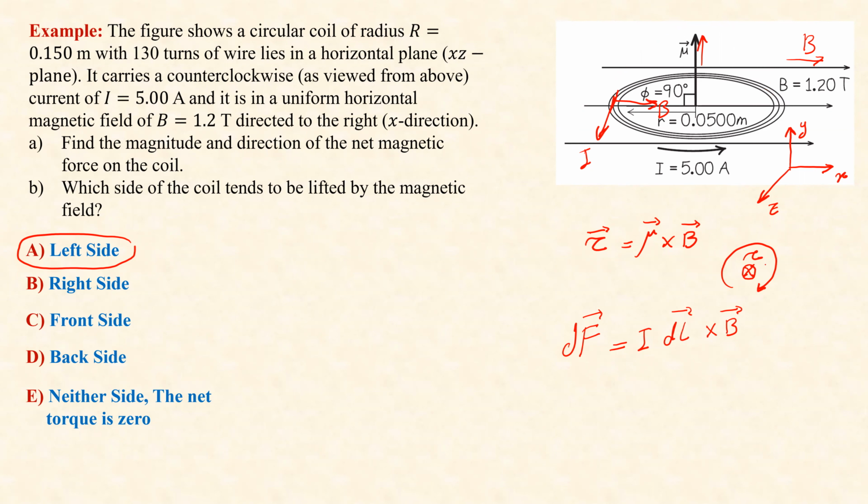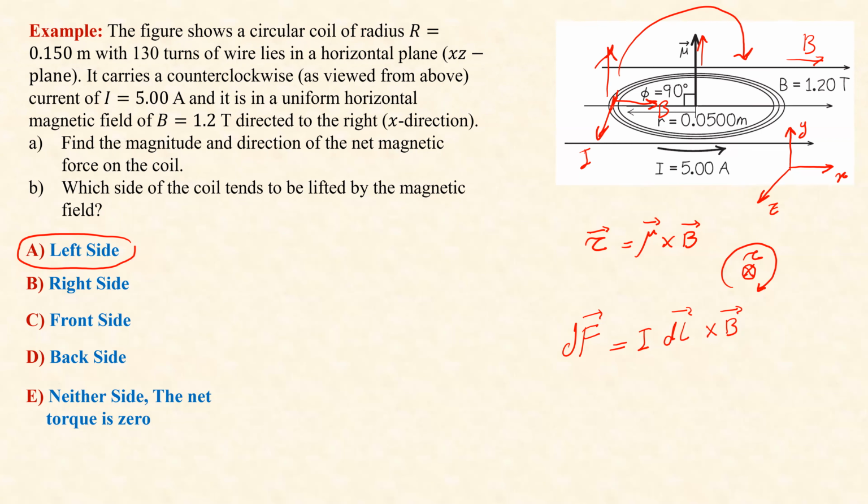So you can think about tau being into the page, or in the negative Z direction, and then you put your thumb in the direction of the tau. Your four fingers show which direction this torque tends to rotate the loop, which is, as I said, this way. So it means that this side goes up.